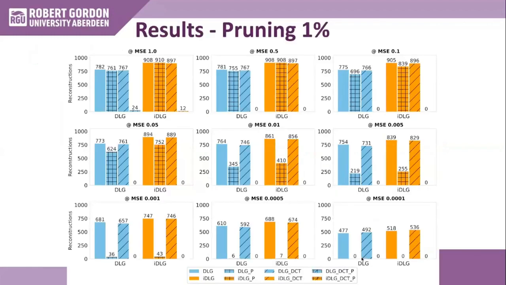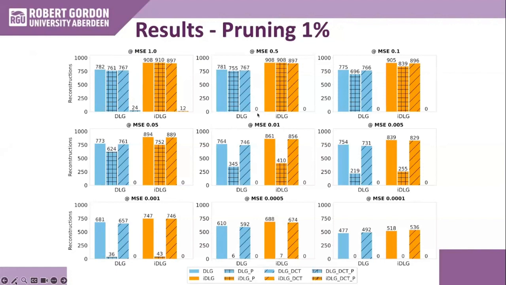If we move on to results, our first results are on pruning 1%. These graphs are at different MSE thresholds, so you can see MSE 1, 0.5, and it keeps on reducing. And we have 2 colors: the blue color indicates DLG and the yellow color indicates the iDLG method. And for each method we have 4 variants, the configurations as discussed earlier.